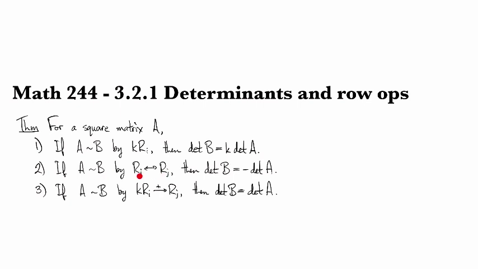If B comes by doing a row swap, then the determinant changes by a minus sign. And if B comes by adding a multiple of one row to another, then the determinant is not changed at all. So that makes life really nice.